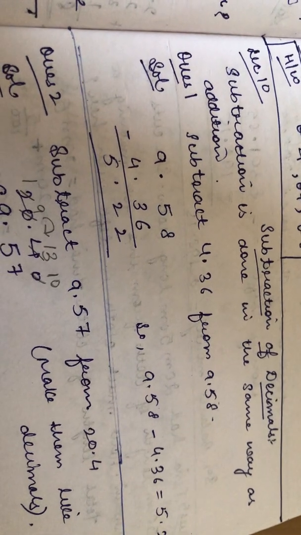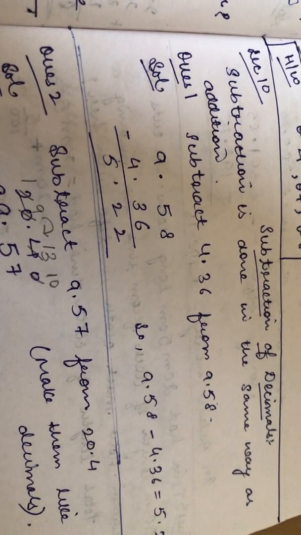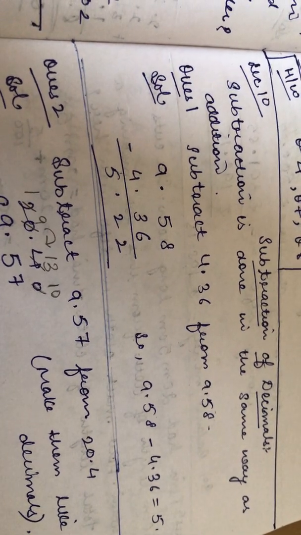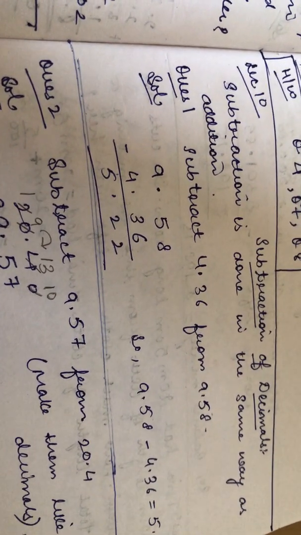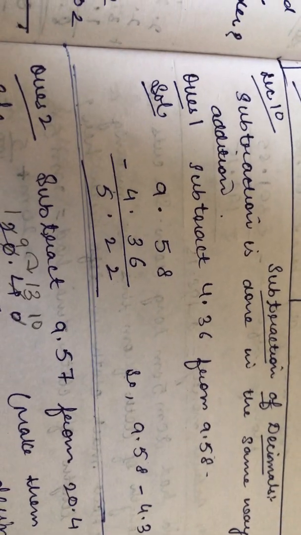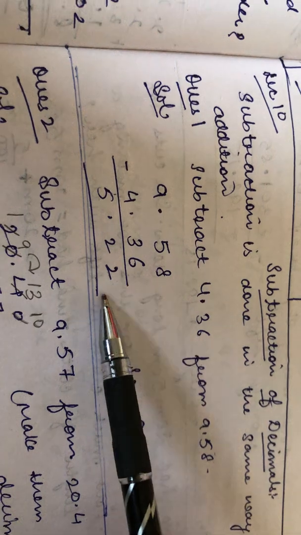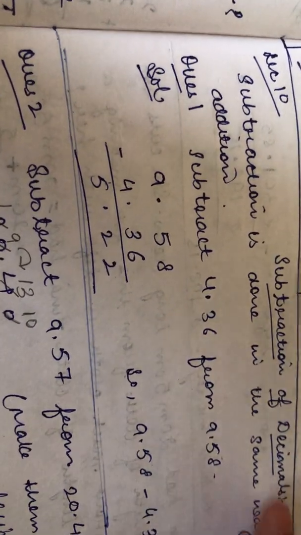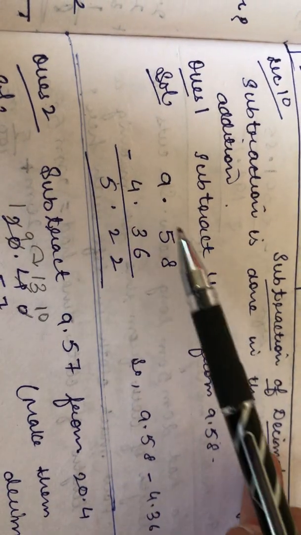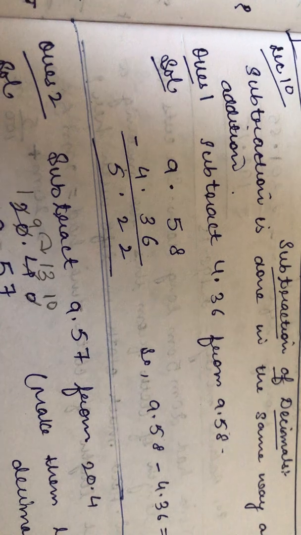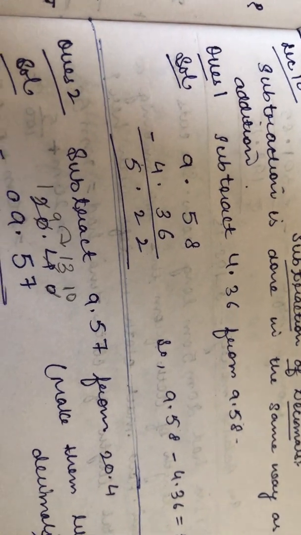Again, we will write the place values under each other and we will put the decimal point common to both of them. So here we are having 9.58 minus 4.36. Now 8 minus 6, 2. 5 minus 3, 2. Then 9 minus 4 is 5. So the decimal will be under it. So we get the answer 5.22.